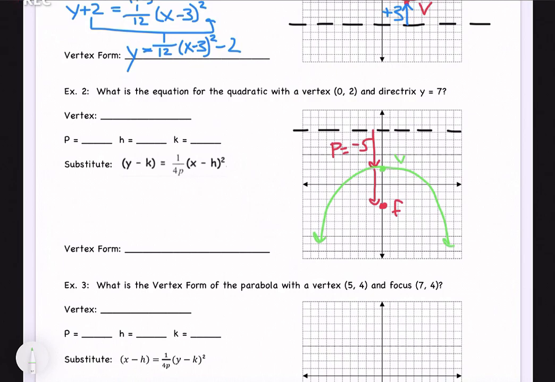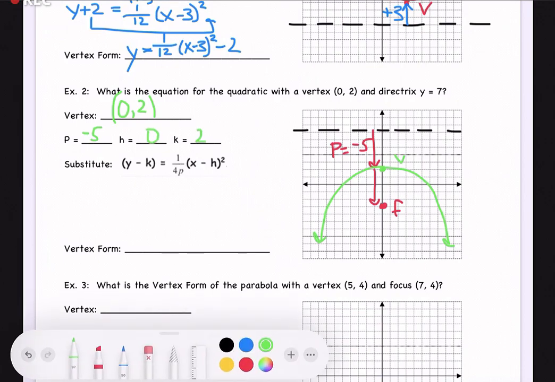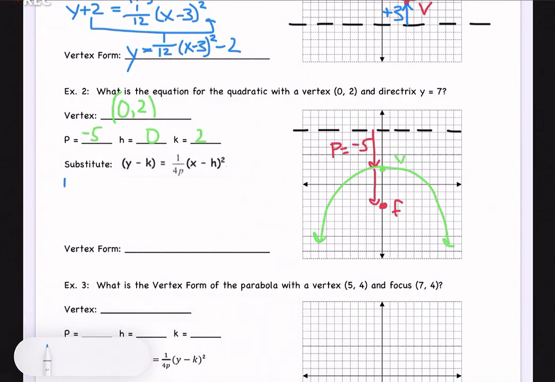So our vertex we were given is 0, 2. Our p-value, because we went from directrix to the vertex, is -5. H is 0, k is 2. And now we'll plug all those in. So we have y minus 2 equals 1 over 4 times p, which is -5, times x minus h, x minus 0 squared.